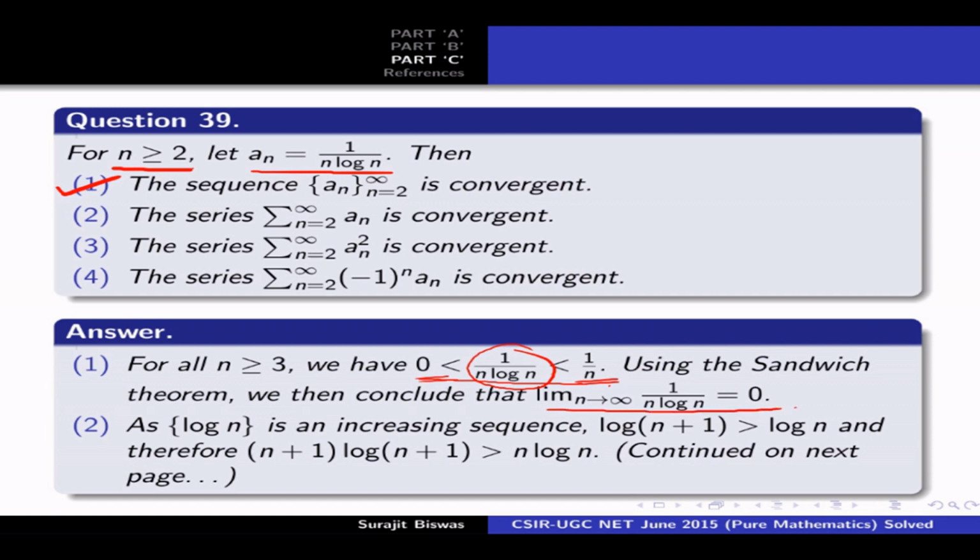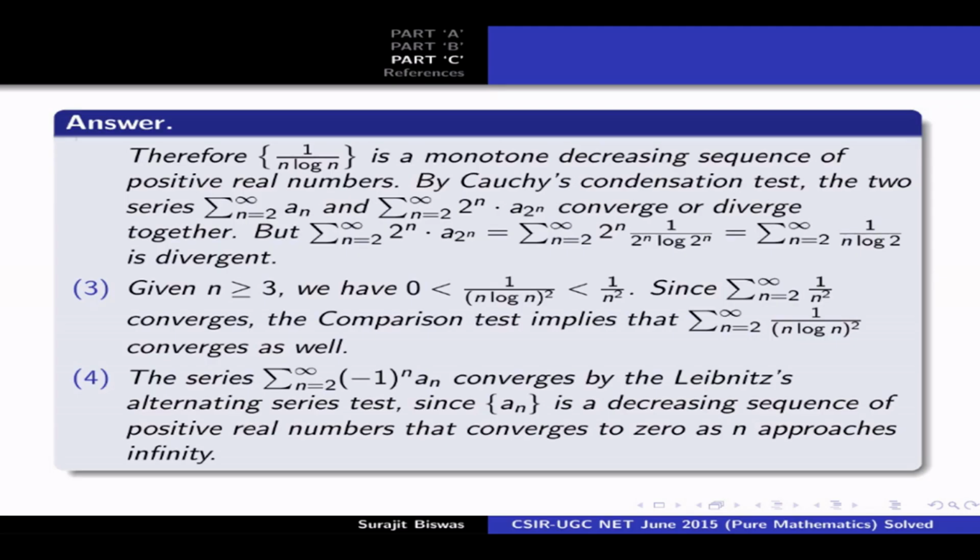For the second option, as log n is an increasing sequence, log of n plus 1 is bigger than log n, and therefore we can show that n plus 1 times log of n plus 1 is strictly bigger than n log n. This shows that 1 by n log n is a monotone decreasing sequence of positive real numbers. By Cauchy's condensation test, the two series, n equal to 2 to infinity a_n and n equal to 2 to infinity 2 to the power n times a_(2^n), converge or diverge together.